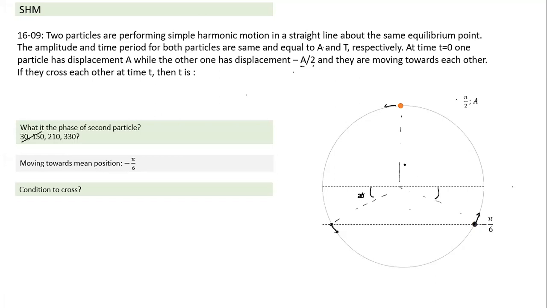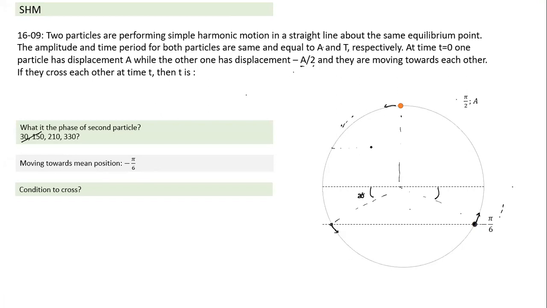So what is the condition for them to cross? The condition for them to cross is that the y coordinate has to be the same. I'll start moving here. See, it is moving like this. Its y coordinate is decreasing and its y coordinate is increasing. So they have to cross here. Actually, we are taking the projection. So they cross each other when the y coordinates are equal.